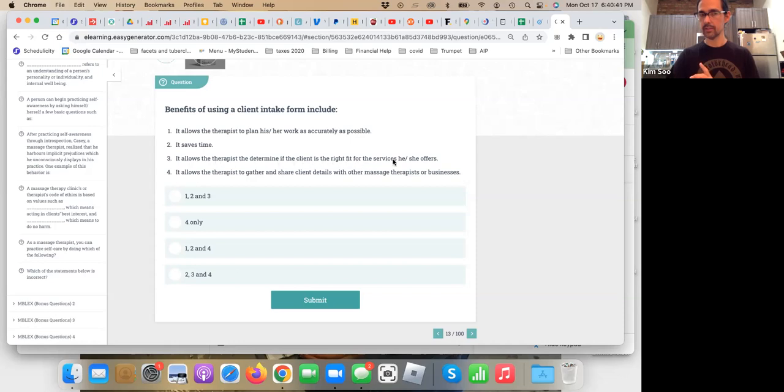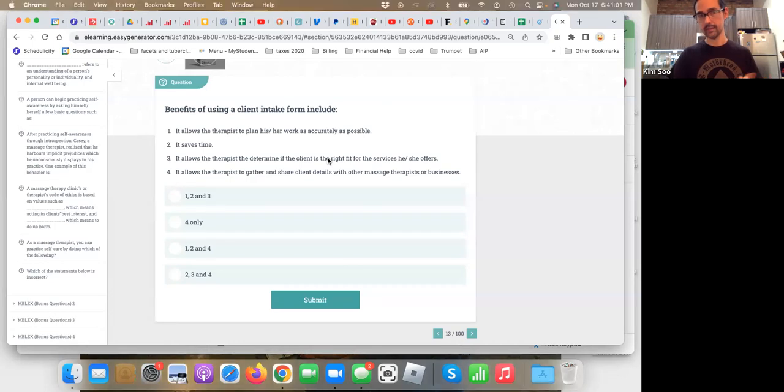Allows the therapist to determine if the client is the right fit. Yes, because if they're coming for something that you don't treat, or that's not in the scope of a massage therapist, or that you're not comfortable trying to treat, then this would be a good time to discern that. It saves time. Yeah, it definitely saves time, because you document everything. The person comes back, you look at the document, you know what their complaint is. It allows the therapist to plan his or her work. Yeah, SOAP: subjective, objective, assessment and plan. Plan is part of it. So I'll say 1, 2, and 3.